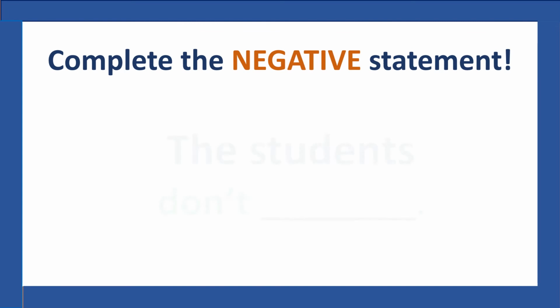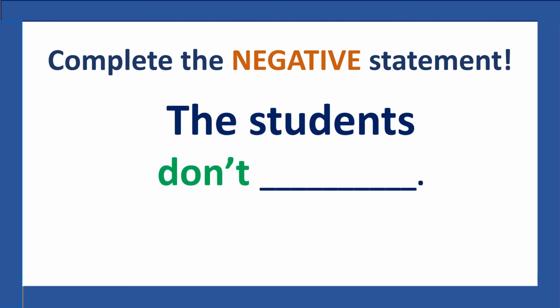Complete the negative statement. The students don't. What is don't? It's a helping verb. So what do we need after a helping verb? A verb. The students don't like English. The students don't like homework. Like is a verb.